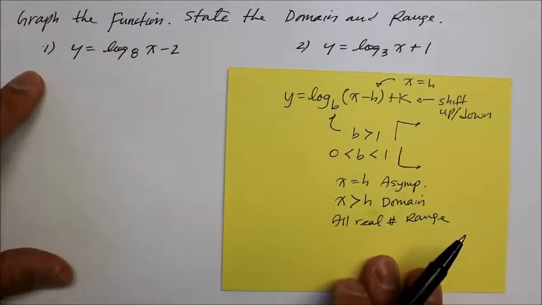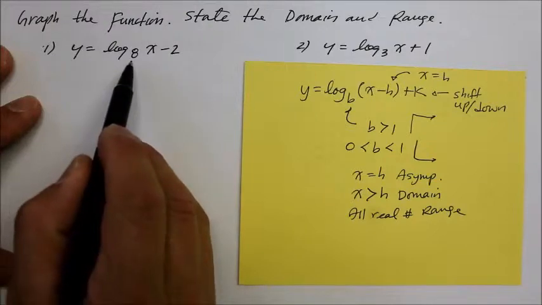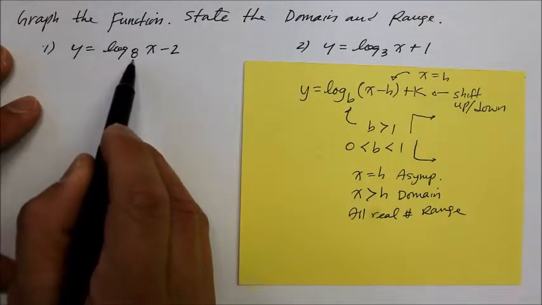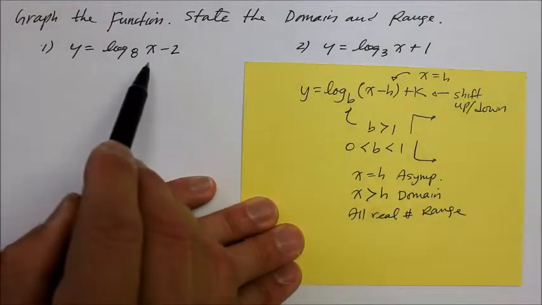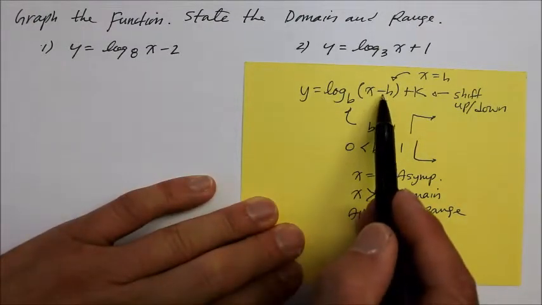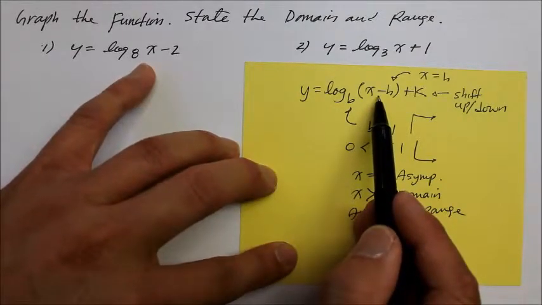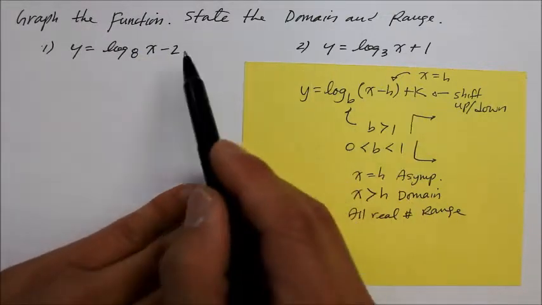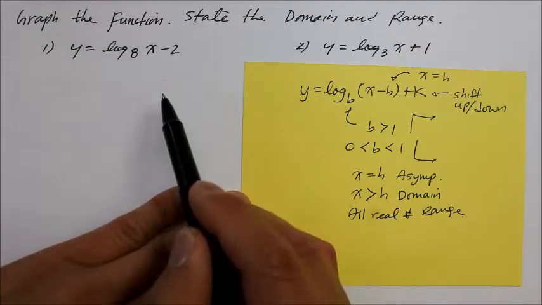So let's look at number 1 and see how this is used to describe the graph. First, the base b is 8 and it's greater than 1, so we know it's going to go curving up and to the right. Now there are no parentheses on this one, so in fact it's just x minus 0. So the asymptote is going to be 0, the domain is x greater than 0, and the range will be all real numbers. And what's that constant k? That's the minus 2, so it means the entire graph will shift 2 units down.